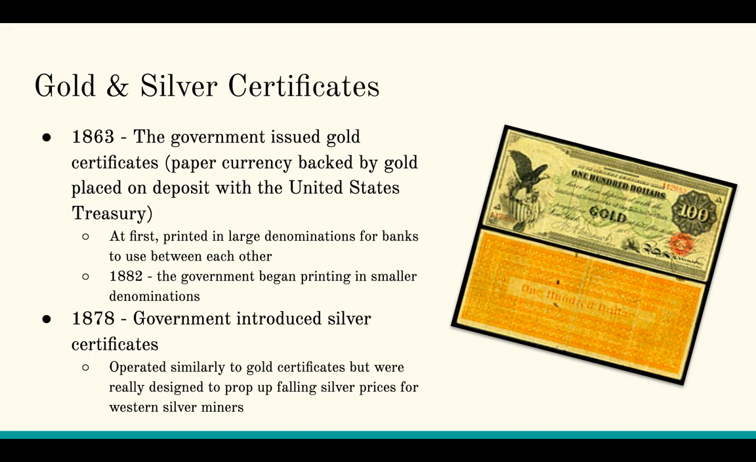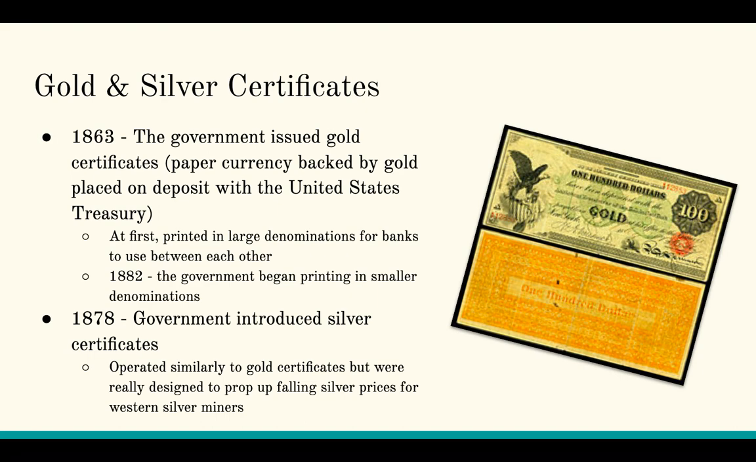By 1863, the government issued gold certificates, which were paper currency backed by gold placed on deposit with the United States Treasury. At first, these certificates were printed in large denominations for banks to use when settling differences with each other at the end of the business day. In 1882, however, the government began printing gold certificates in smaller denominations for public use.